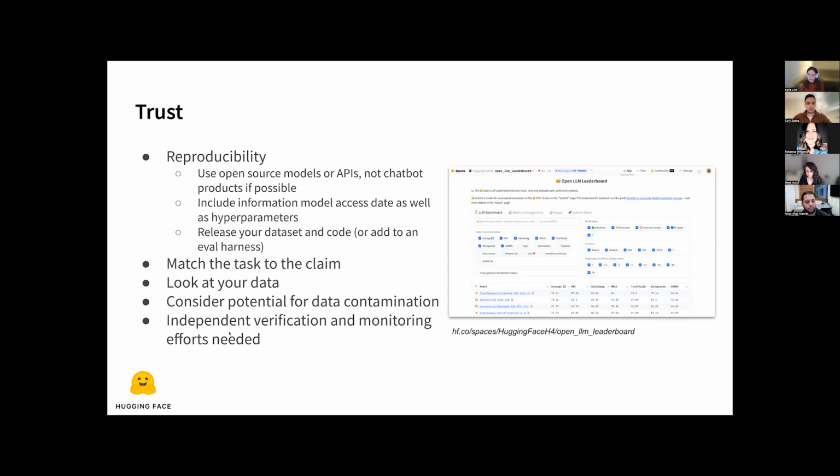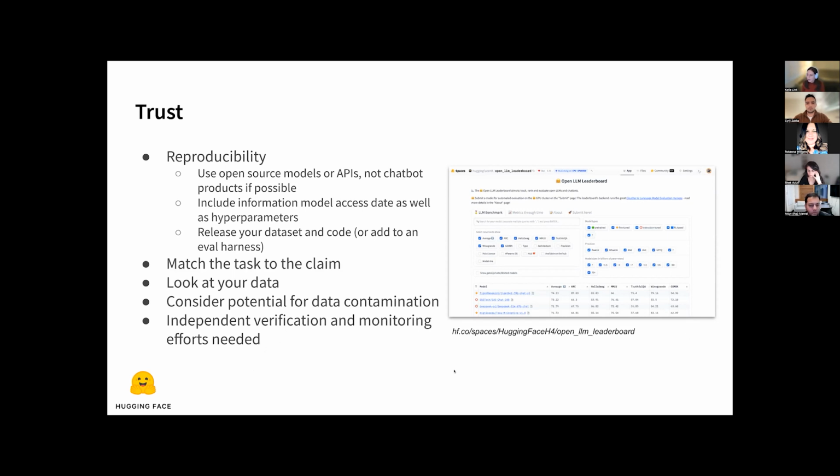Include model information such as model access date as well as hyperparameters, and consider releasing your code and dataset if possible. Try to match the tasks to the claims that you're making, and inspect your data. Also consider the potential for data contamination. Since these pre-training datasets are so massive, this can be very difficult to do. And again, as mentioned, we need more independent verification and monitoring efforts for LLMs that are considered for deployment into clinical contexts.